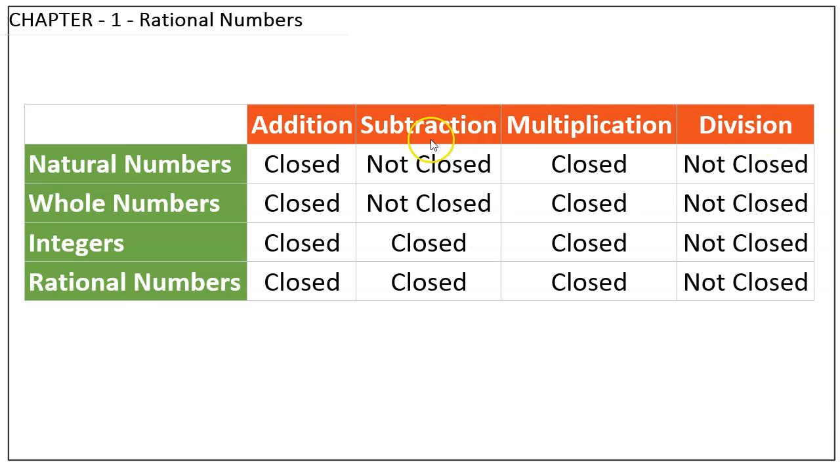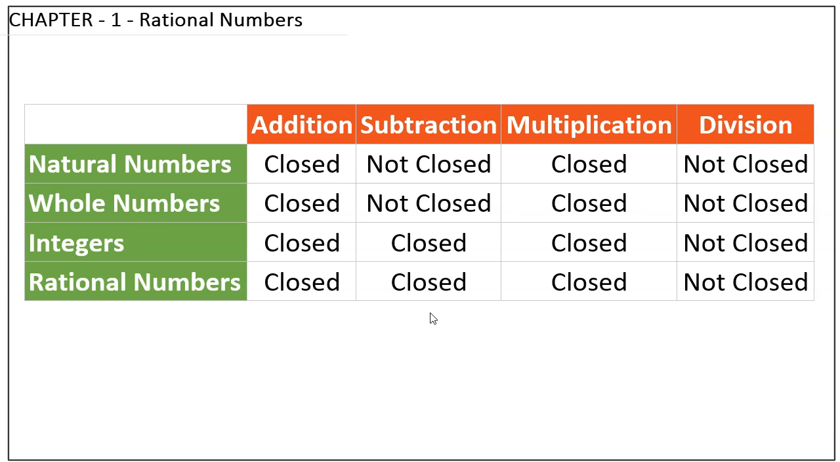And for subtraction, natural and whole numbers are not closed. Integers and rational numbers are closed. This is the only little change here. Otherwise all other columns are quite straightforward. Addition all closed, multiplication all closed, division all not closed. For subtraction, only natural numbers and whole numbers are not closed. Integers and rational numbers are closed. Just go through this table, slowly try to understand it, practice wherever you feel some confusion, and come back to me with questions.